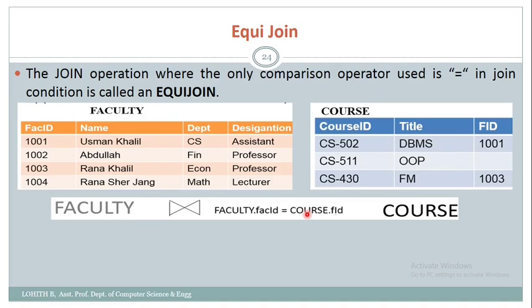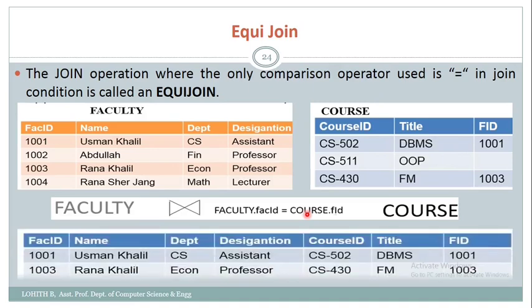And finally the resultant relation looks like this. You can see here, after joining the faculty and course using the equi join operation, the final resultant relation consists of two rows. You can see that 1001 is matched with 1001 and 1003 is matched with 1003 tuples. So the resultant relation consists of only two rows. And also you can see there are totally 7 columns, 7 attributes, in the resultant relation.